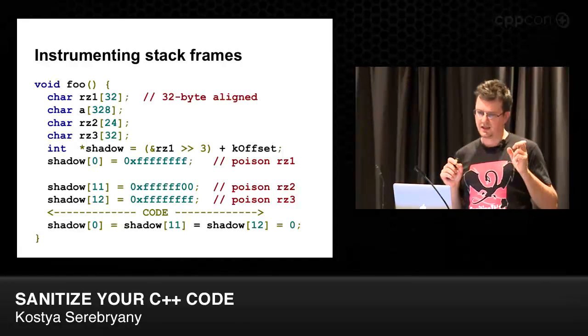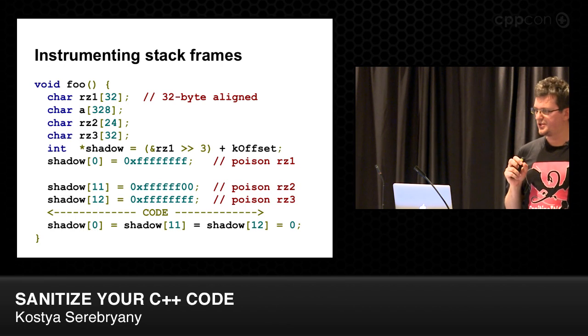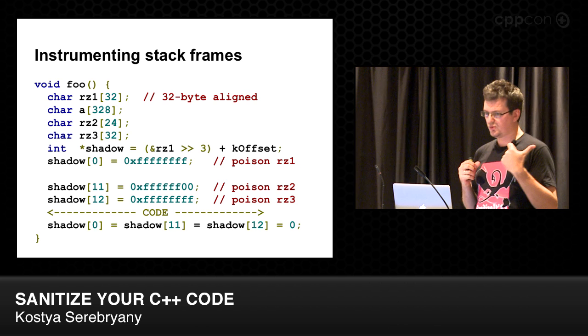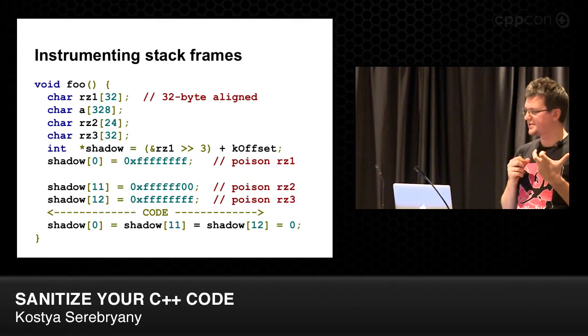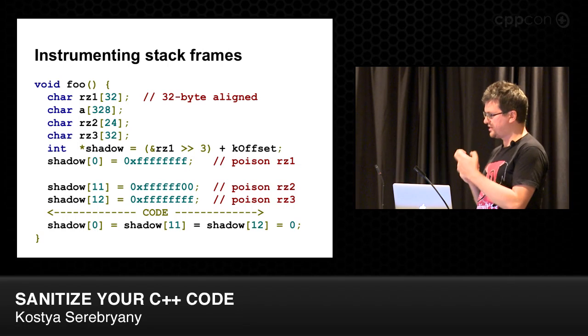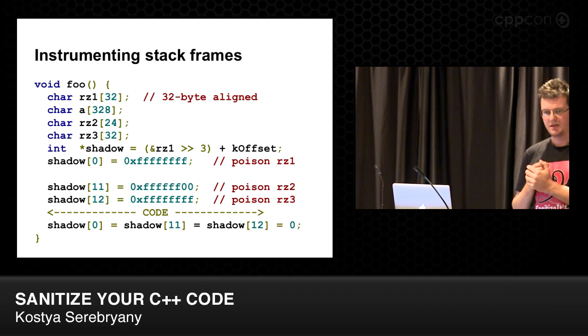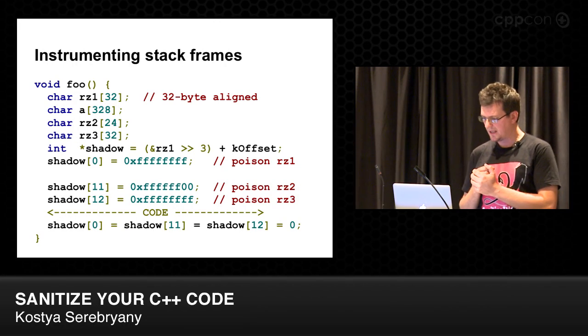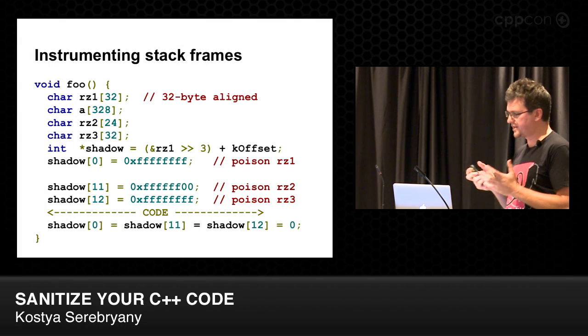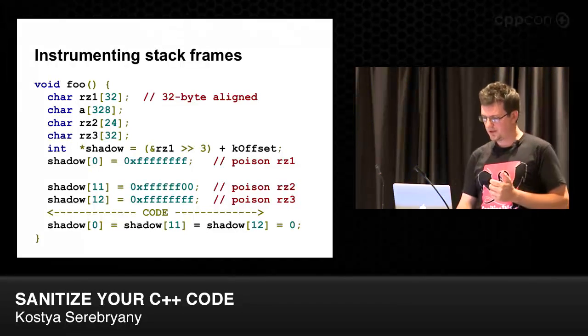Note that the shadow is 8 times smaller. So if you need a 32-byte red zone, you only have to poison 4 bytes of shadow. This is very, very fast. One cheap instruction. So once you've poisoned the shadow for the red zones in the stack variable, you go on with the function code. And before you exit, you have to unpoison the whole thing.